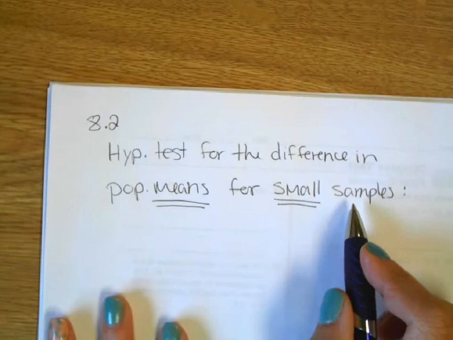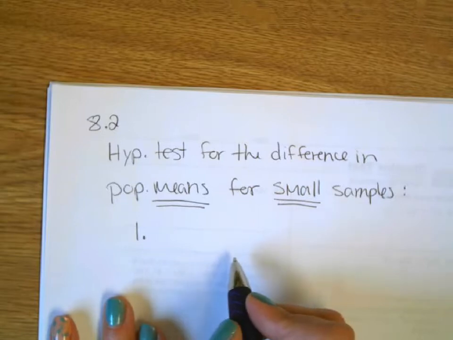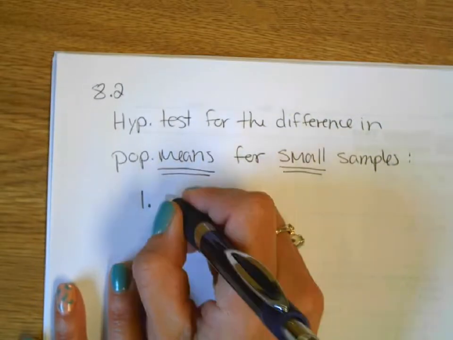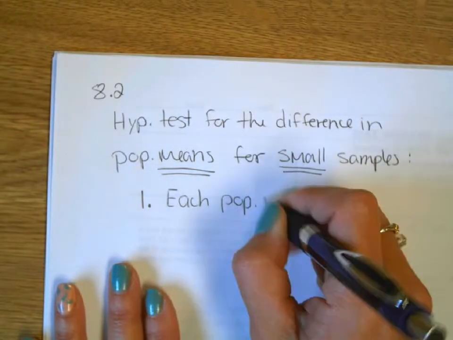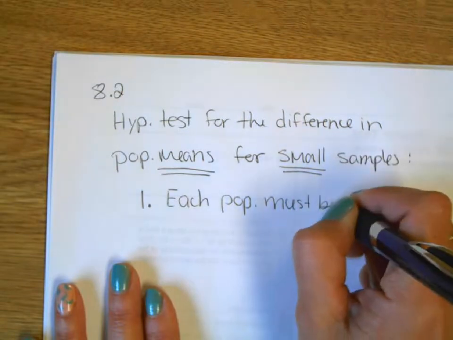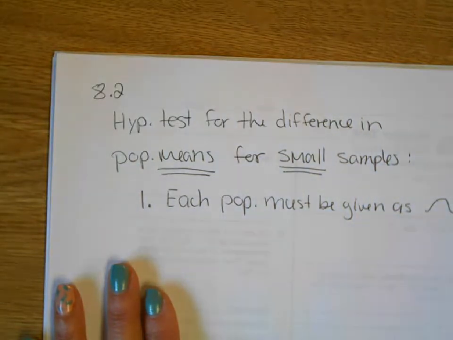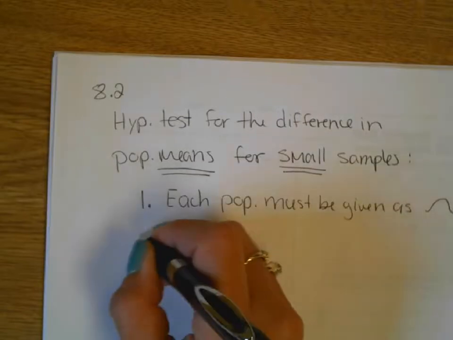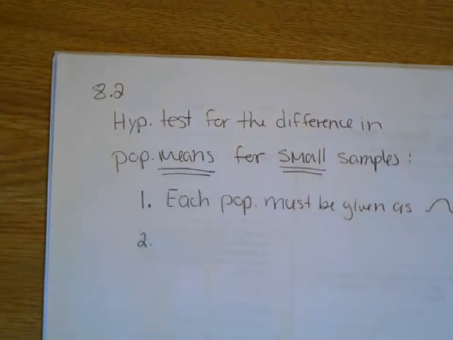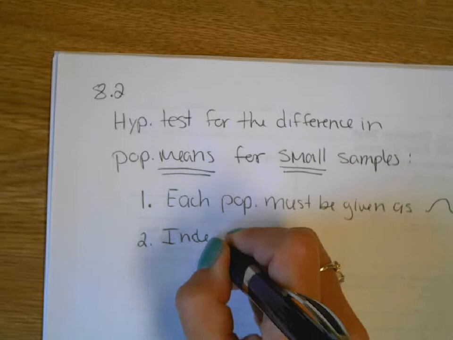So because it's a small sample, first thing has to be given: each population must be given as normal. If they're not, you can't do it. Large samples, you don't have to have that because of the central limit theorem. Here we are doing independent samples, so there's no overlap. Tomorrow we're going to do dependent samples.